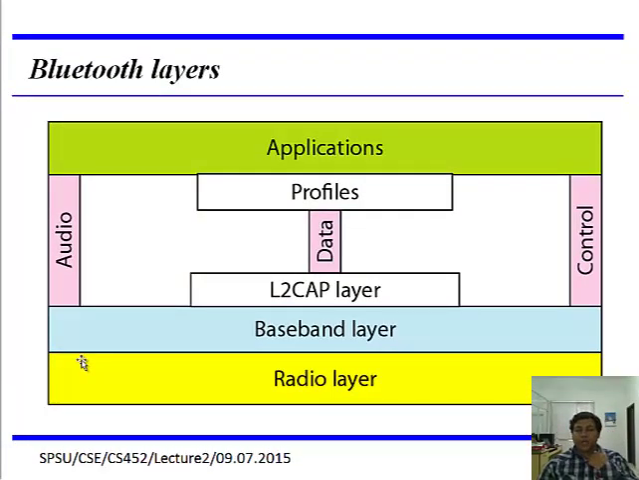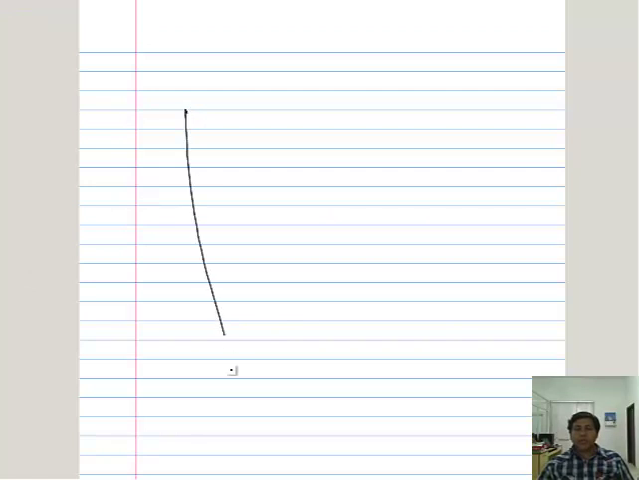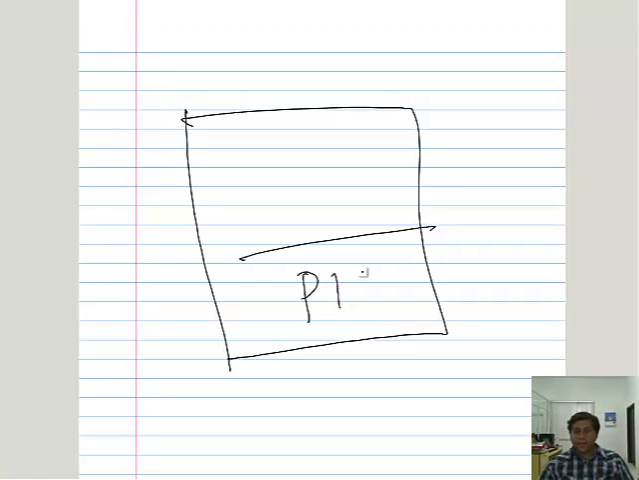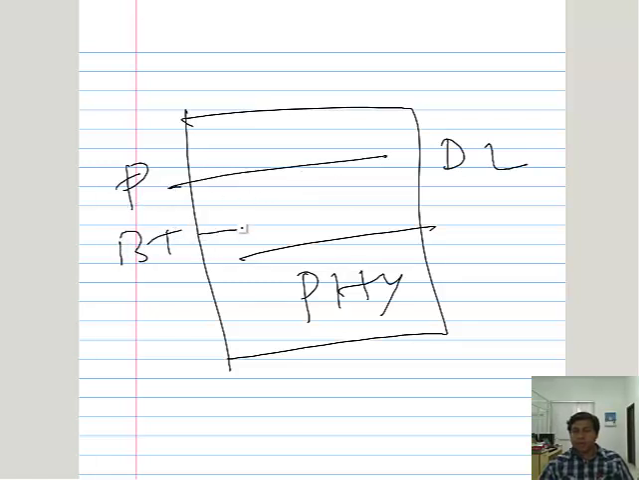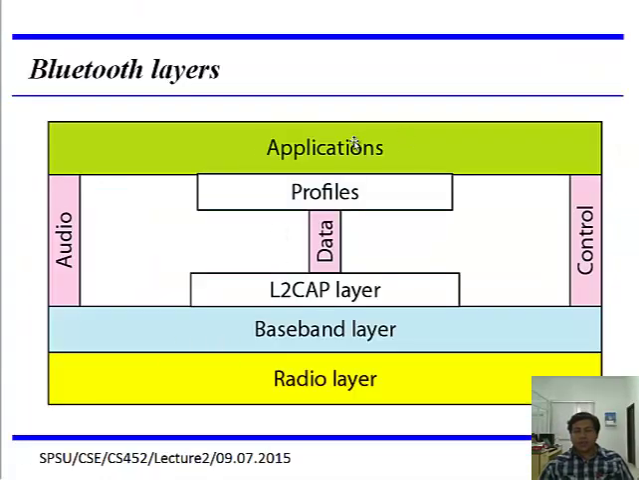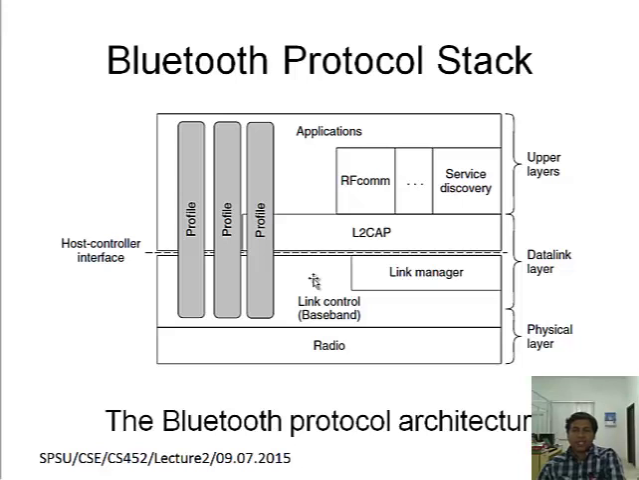Now how does Bluetooth work? This is the physical layer, and we know this is the data link layer, where we have a MAC layer. Bluetooth works here, so we need to know the architecture behind this. Let's discuss in detail. This is the application, and in between we have these three layers: the radio layer, the baseband layer, and we'll discuss L2CAP. Each and every layer has different features.